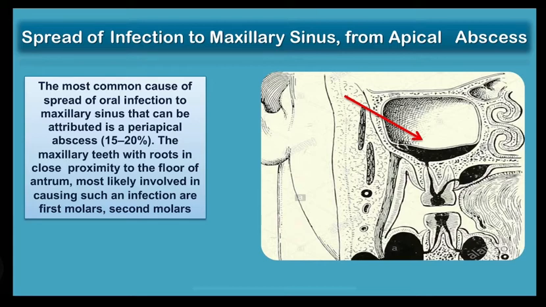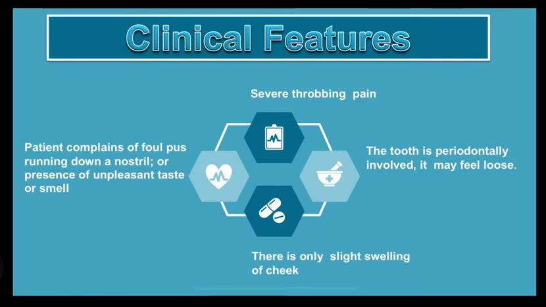15 to 20% of maxillary teeth have roots in close proximity to the floor of the antrum. Most likely involved in causing such infection are the first and second molars. That means the first and second molars are the most common teeth involved in the spread of infection to the maxillary sinus. The clinical features: we have severe throbbing pain.